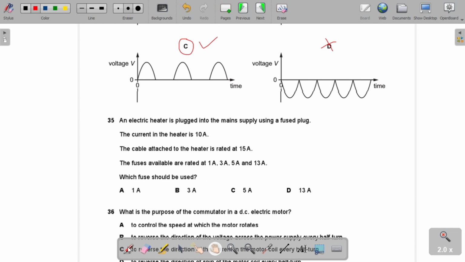Now, we're talking about a current of 15 amperes. If you use a fuse of 1 amp, it will blow easily. 5 amps blows easily. But if you use the fuse of 13 amperes, it can carry this, and when it gets to the maximum rating, that's 15 amperes, it blows. So this is the best and most economical fuse that you can use, and that is 13 amperes.